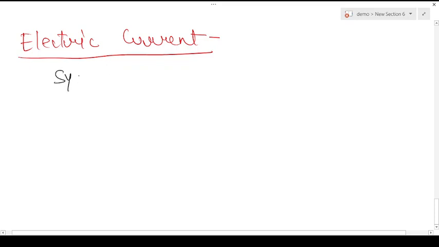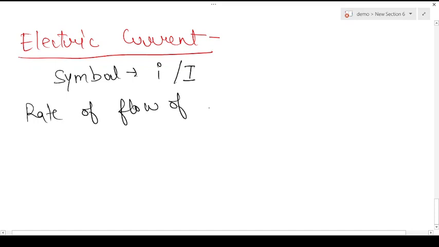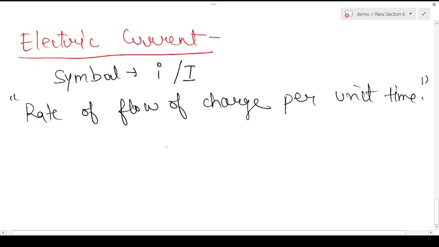Its symbol is I. It can be small i or capital I, you can use any one, and this is called the rate of flow of charge. Rate of flow of charge per unit time is called electric current. Now from this definition, its formula can be I equals Q by T. Q is the charge, the amount of charge which is flowing, and T is the time taken by that charge to flow.